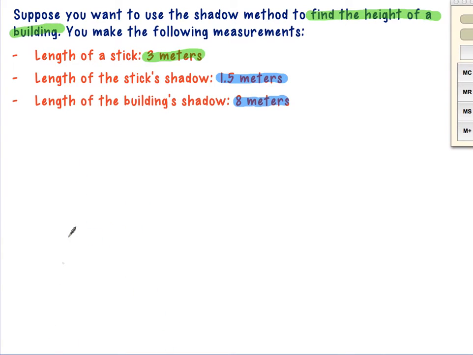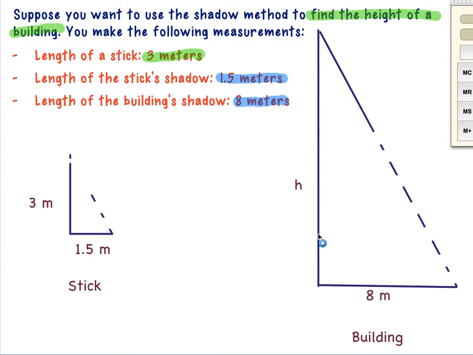So again, I have 3 meters, and actually instead of just going off of this, the next piece that we can do is make a sketch. So we can sketch our 3 meter stick that has the 1.5 meter shadow. And then we can sketch the building that has a height that's unknown and an 8 meter shadow. Now, these don't have to be perfect or to scale. The goal is just to help us out, and again, if we're struggling, to help us find those corresponding sides. So it's easier to see that these are corresponding and that the shadows, which should be on the ground because that's where shadows are, are corresponding.